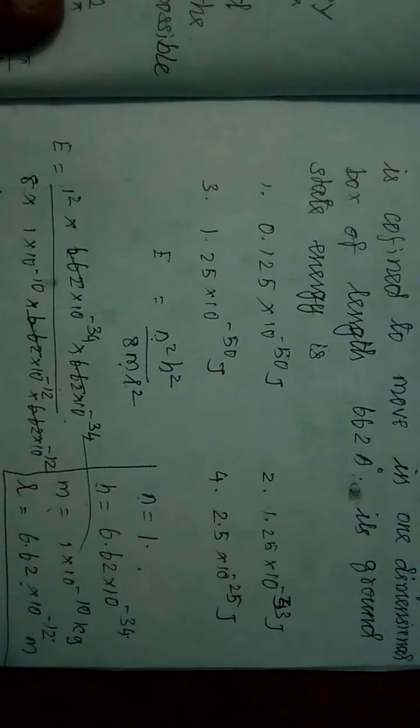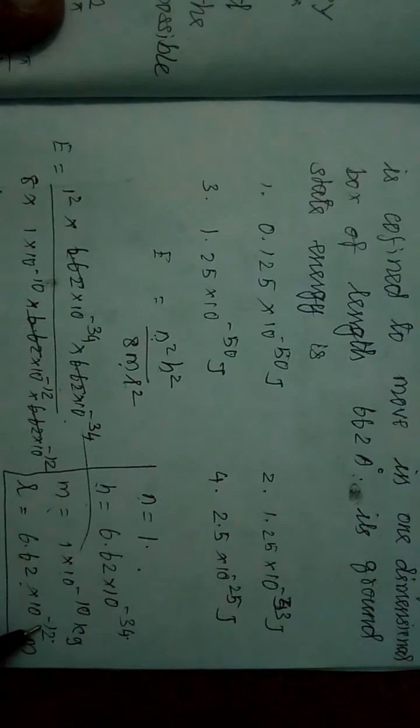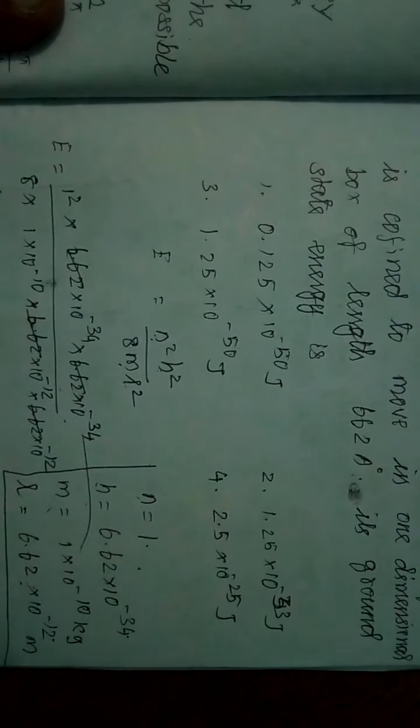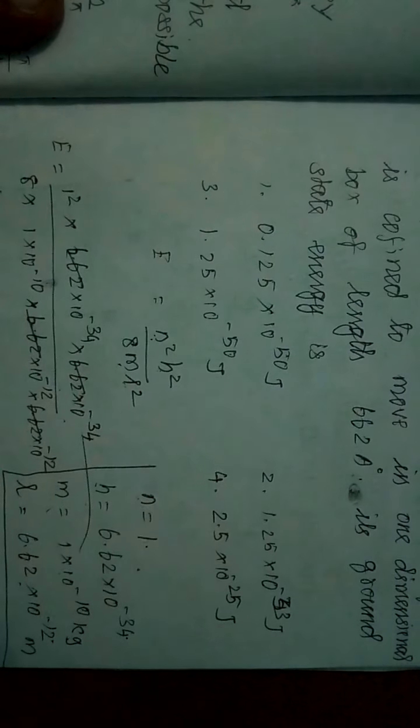When you convert this into meter, because the answer is given in joules, we have to convert this into meter. It is given as 662. When you convert this into meter, it will become 662 into 10 power minus 10 meter. So it will be 6.62 into 10 power minus 12 meter.